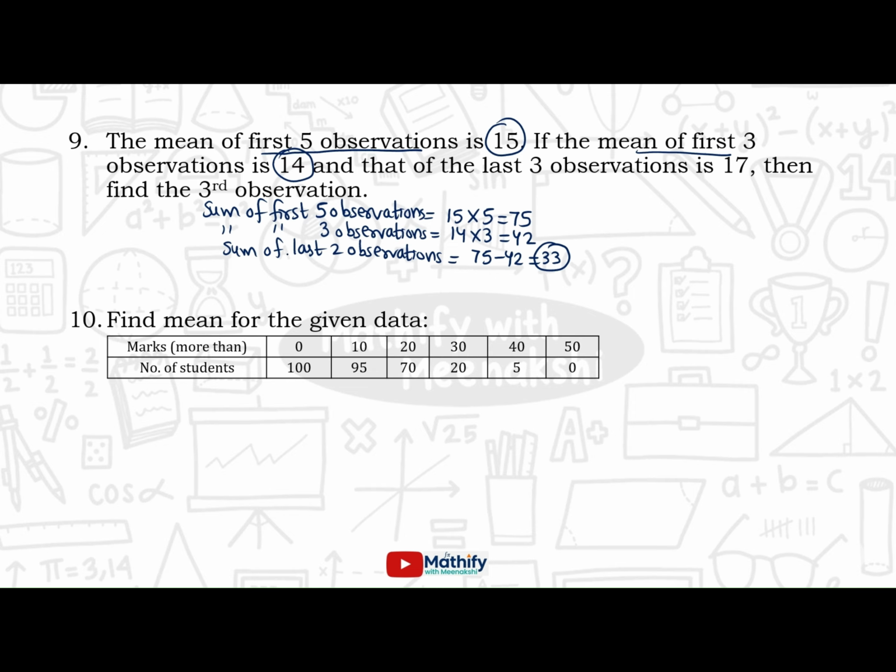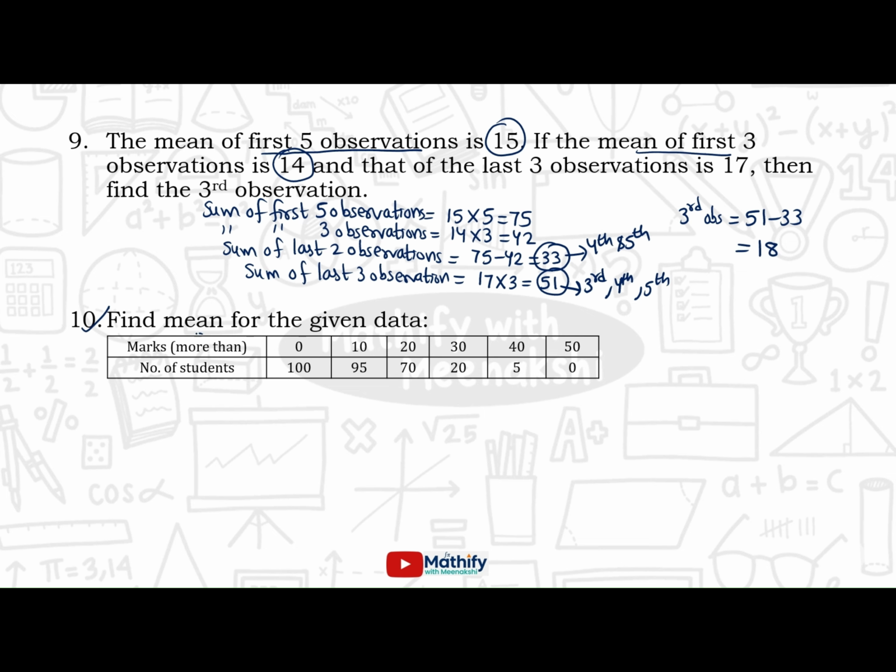Now it's given the mean of the last 3 observations. So we can find the sum of the last 3 observations. That will be again mean into number. So the mean is 17 and we have 3 observations, that is 17 into 3. We can say 51. Here 33 is the sum of the 4th and 5th observations, and 51 is the sum of the 3rd, 4th and 5th observations. So if we subtract 33 from 51, what will we get? We'll get the 3rd observation. Yes? And that is 18. Now let's move to the 10th question.